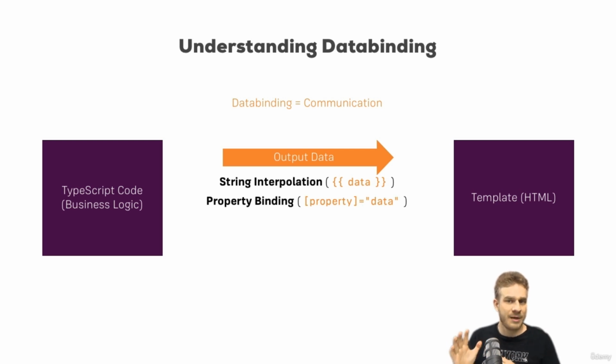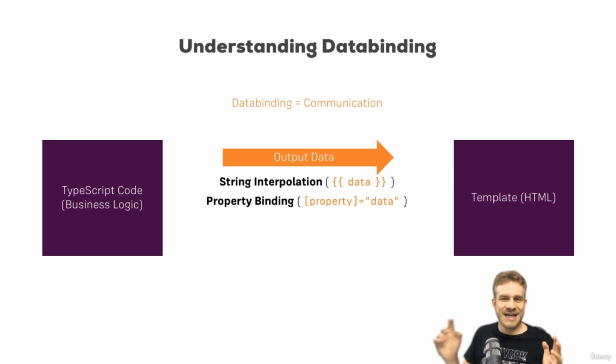Or property binding. We will have a closer look at all these forms, of course, in the next lectures. So we will learn what this then is and how it works. The syntax basically uses these strange squared brackets around HTML attributes. But again, I will come back to this.